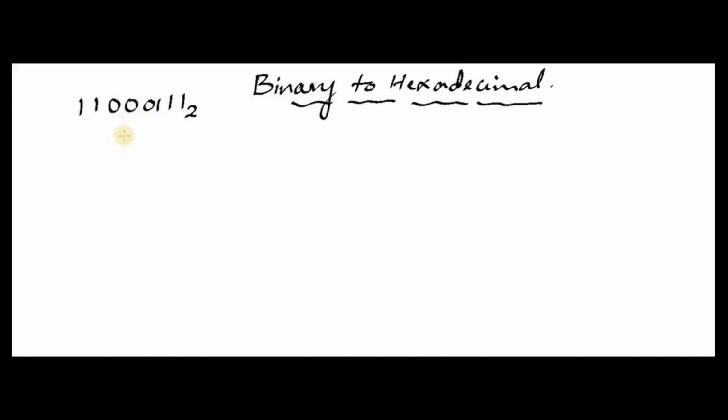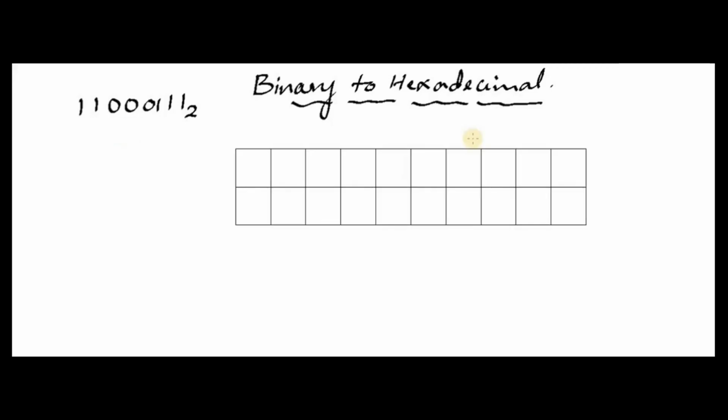To solve this into a hexadecimal number, first you have to draw a binary table, like this. Now you have to split the number. To split it, from the right-hand side, count 1 2 3 4 and keep a vertical line here. Then 1 2 3 4, and keep a line here.